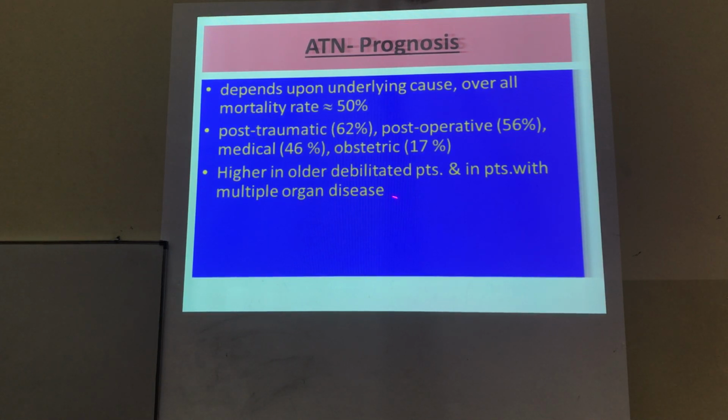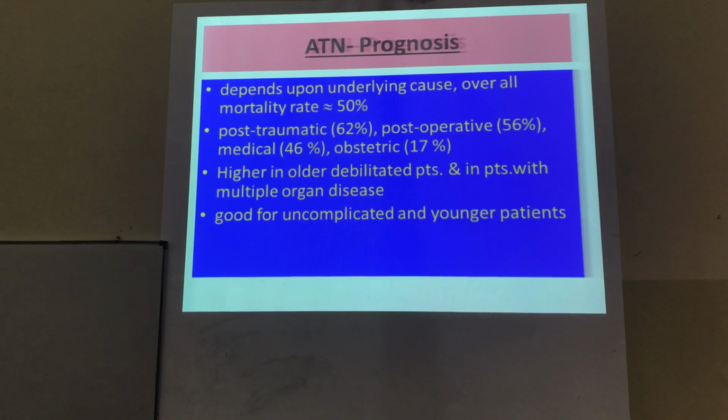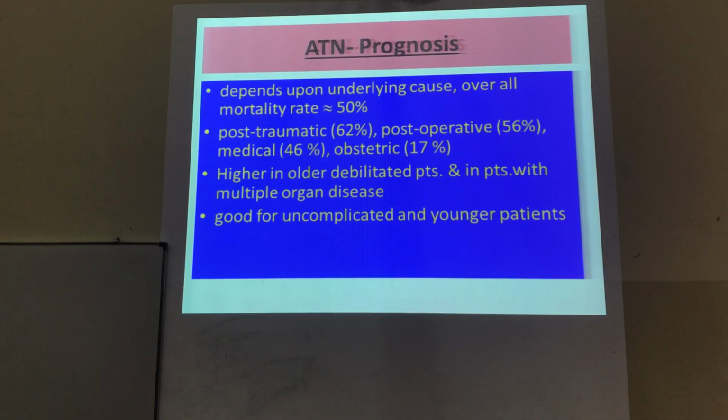It is higher in the old, very natural, because their immunity and strength are less, and patients who have multiple organ failure are more at risk of developing ATN because the rest of the body cannot help them maintain the norm. It is good for uncomplicated and younger patients. So those people who are young and uncomplicated, meaning no medicine, no previous diseases, no organ failure, are most likely to have a good prognosis. Yes, a good prognosis in those people.